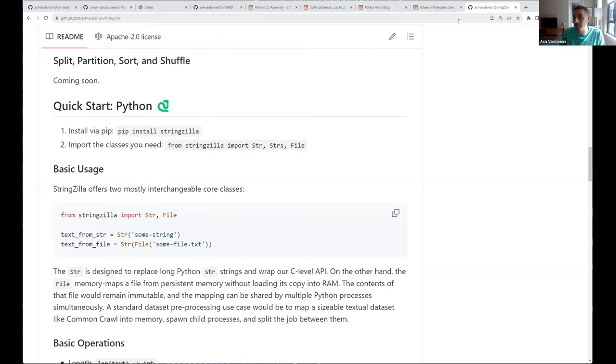And by the way, the packages are also much lighter. So let's say Faiss has a package on PyPI that is over 10 megabytes in size. Our packages are under 1 megabyte, so it's fairly lightweight.